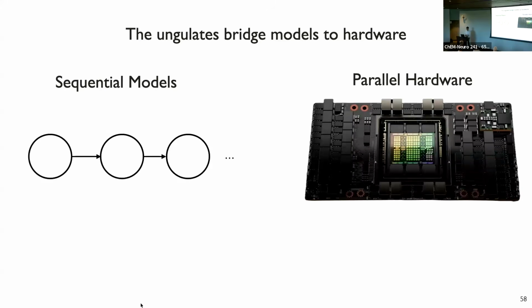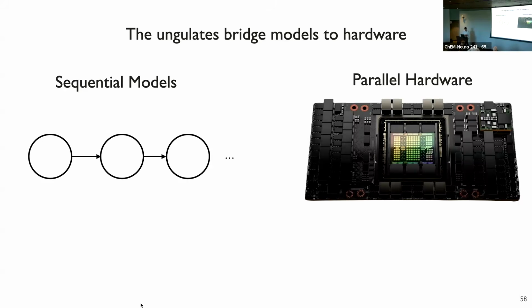So again, why am I so excited by these ungulate methods? The core idea is that they bridge models to hardware. As we started at the beginning, sequential models are everywhere. In our daily lives, we go through sequences of tasks. We put on our socks, then we put in our shoes, and then we advance from there. And we, of course, have tons of statistical models that are designed for these sequential settings.